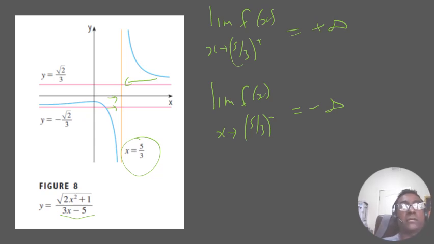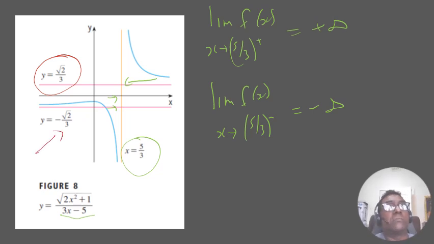Now, what about those horizontal asymptotes? I showed you how we derived root 2 over 3, but then I said there's a second horizontal asymptote, which is minus root 2 over 3. It comes from taking the x squared out as a common factor, but taking the root of x squared to be minus x.